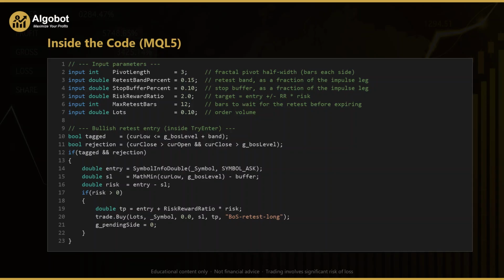The stop loss is set to the lower of the candle's low or the broken level, minus the buffer. It then measures the risk as the distance from entry to stop. As long as that risk is positive, the take profit is calculated as the entry plus the risk-reward ratio times that risk. Finally, Trade.Buy sends the order with the stop and target attached, and the pending side is reset to 0, so the setup can't fire twice.